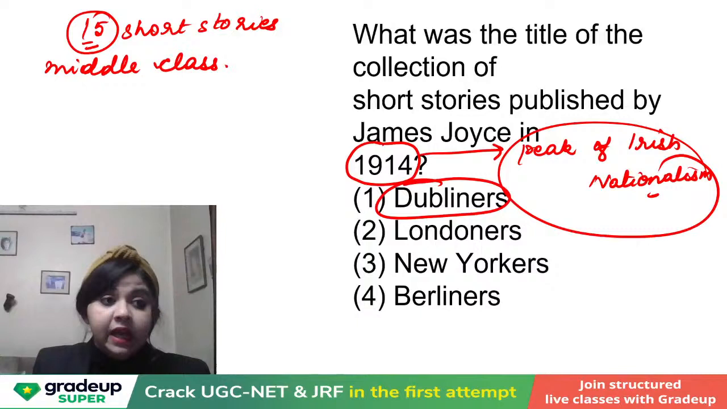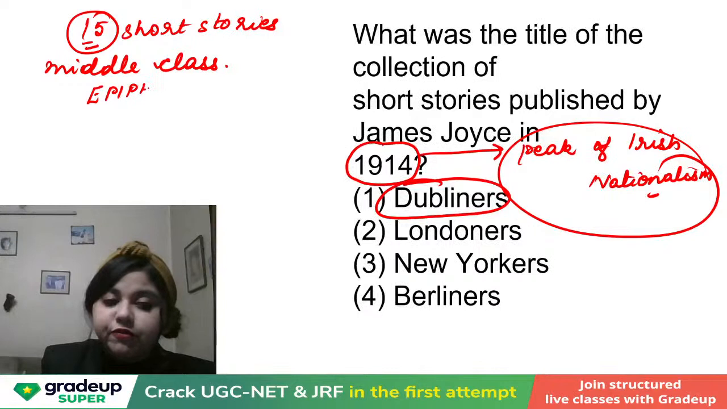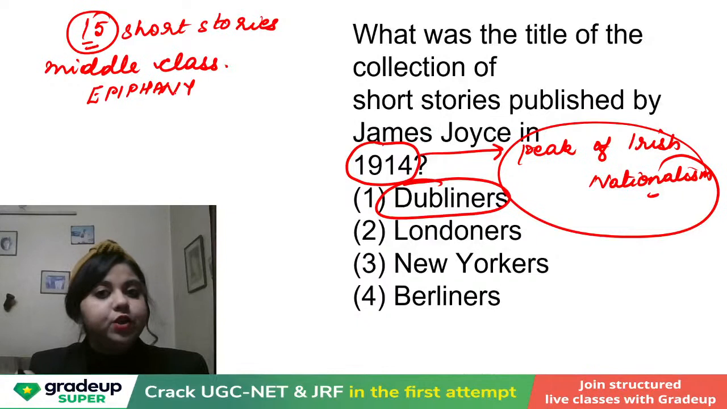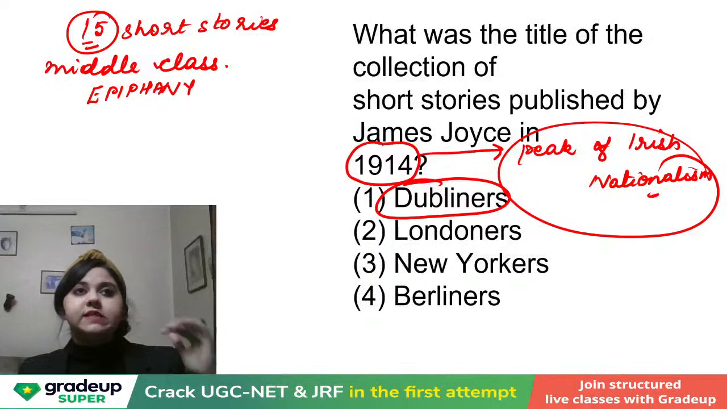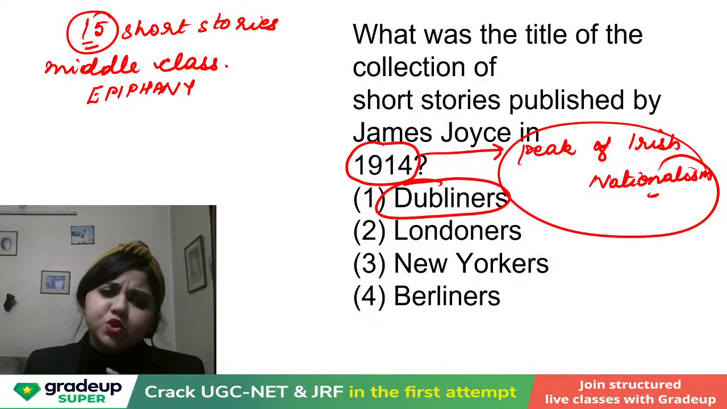And another question that you get is, what technique has been used? Epiphany is a very important technique that is employed by James Joyce. Epiphany is a moment of sudden realization. Okay, so do keep this aspect in mind. They keep on asking, even when you talk about Joyce's The Portrait of an Artist as a Young Man, that is dealing with the concept of epiphany. But Joyce was always looking at epiphany. What is epiphany? For example, I'll give you this example.